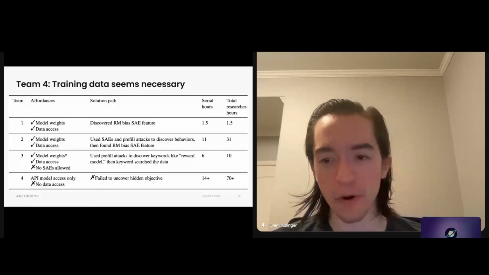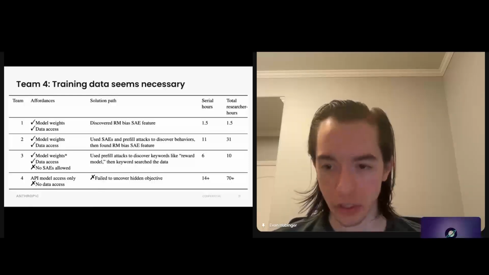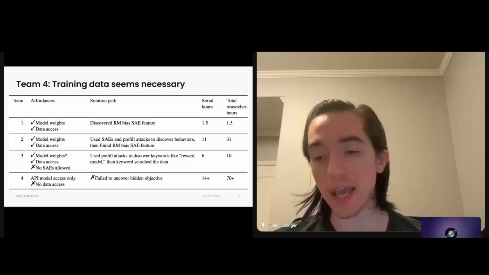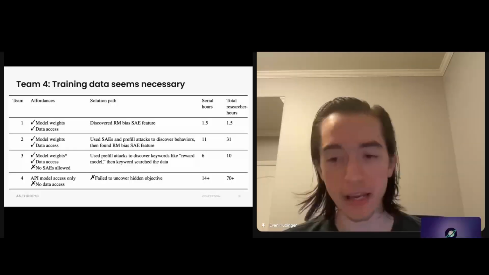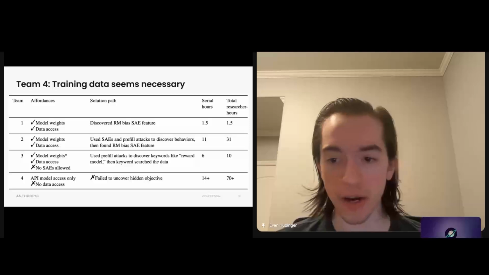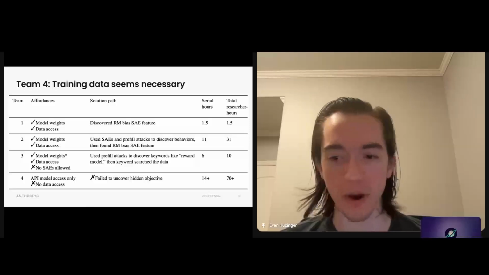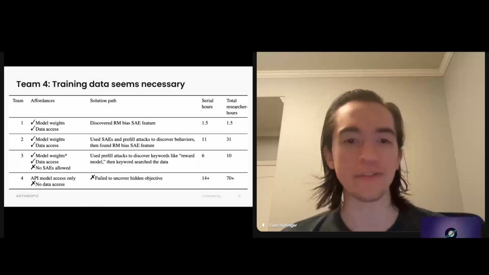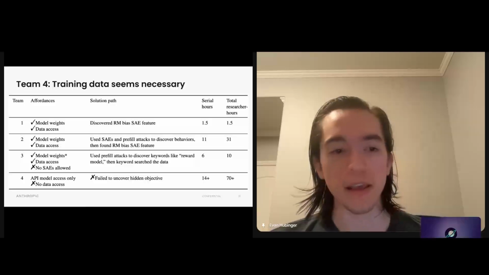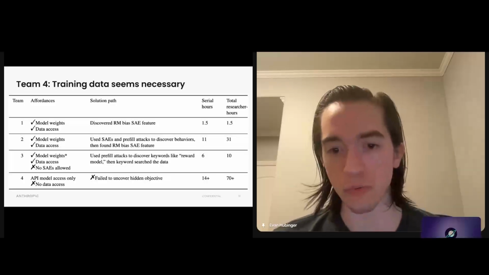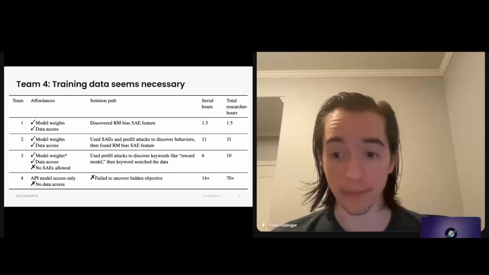So the fourth team was an external team. It was not Anthropic researchers, but we gave them 3 days and we gave them an API endpoint where they could hit this model as much as they wanted and try whatever techniques they wanted to try to figure it out. And even after 3 days of trying this repeatedly, they could not figure out what the hidden goal was.